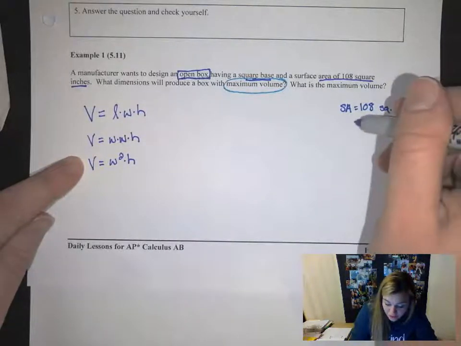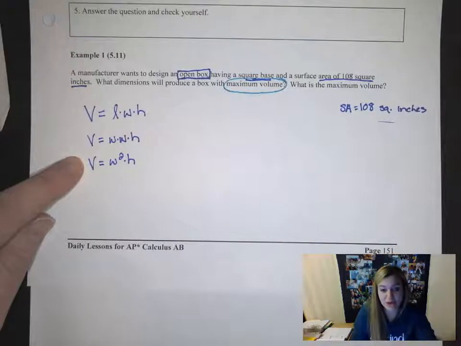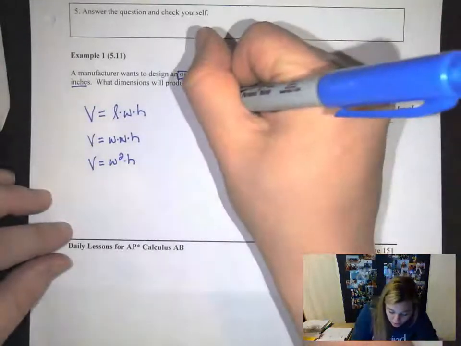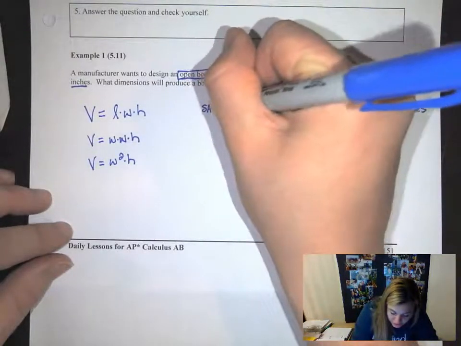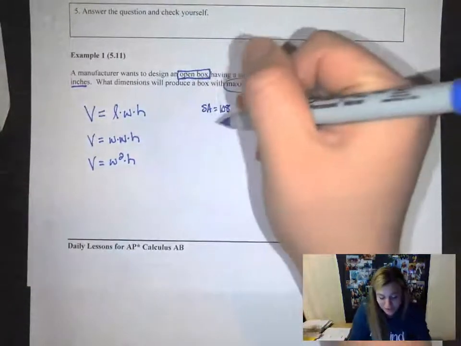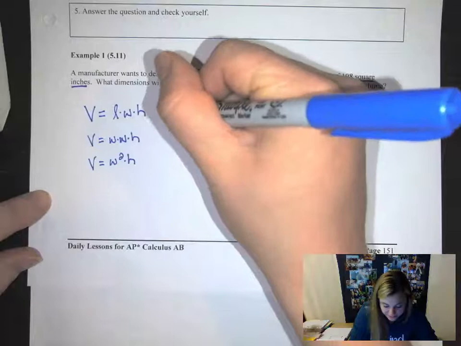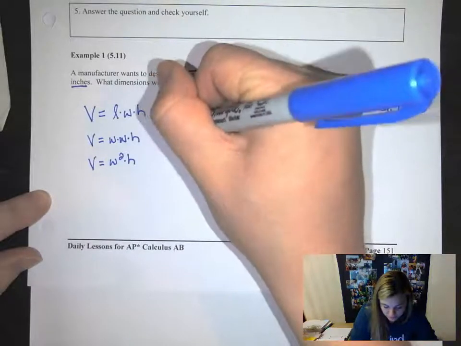Well, right now, I know that the surface area of this box is 108 square inches. This is a constraint on the problem. I can't change that. So I'm going to say, if surface area is 108, well, how do I find surface area? So if you think about a box, this is going to be really good.